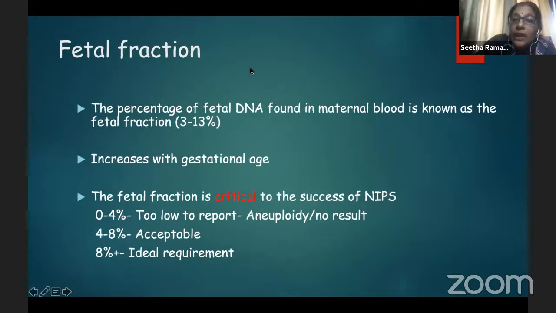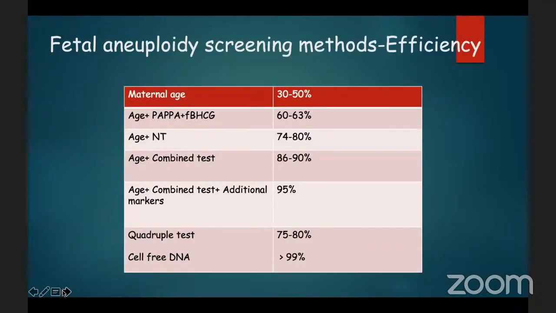So the most important thing which determines the result of this cell-free fetal DNA test is the fetal fraction. And so that is why it is important to look at the report, like what it is saying, because the fetal fraction will determine whether this test is done accurately or not. And what is fetal fraction? It is the percentage of fetal DNA found in the maternal blood, which increases with gestational age. And this fetal fraction is critical to the success of NIPS. So anything less than 4 is actually too low to report, and ideally you should have more than 8, but between 4 and 8% is acceptable.